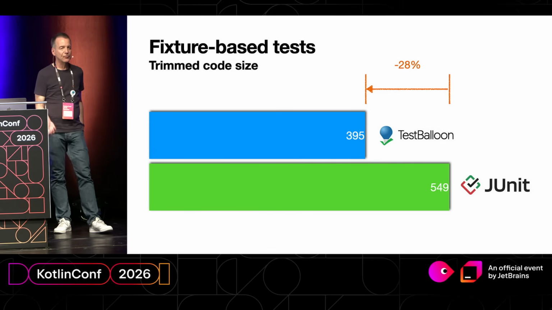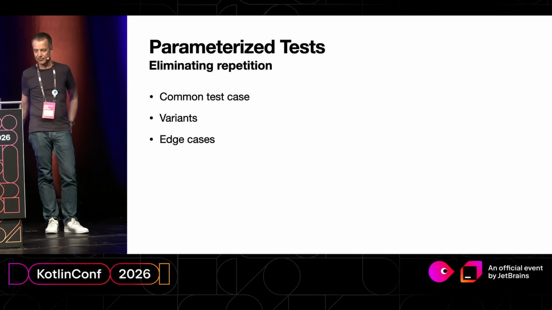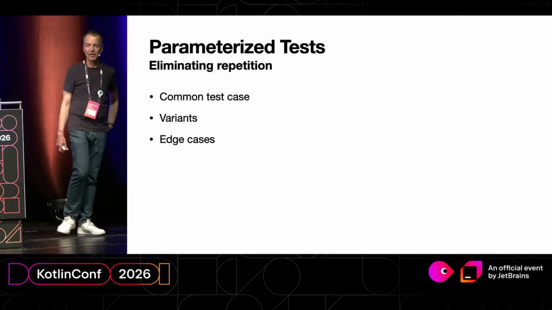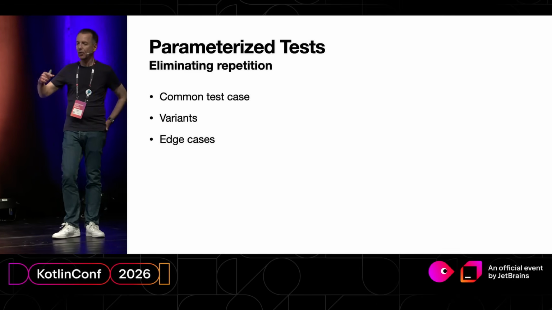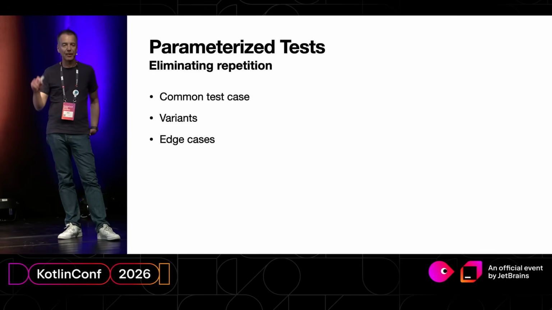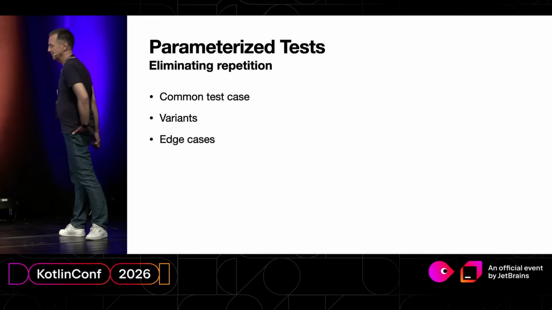So let's go one step further and handle variance and edge cases with parameterized tests. So we write a common test once, and then we want to test its variance and edge cases by just giving parameters to this common test case instead of copy-pasting this 10 times or so.